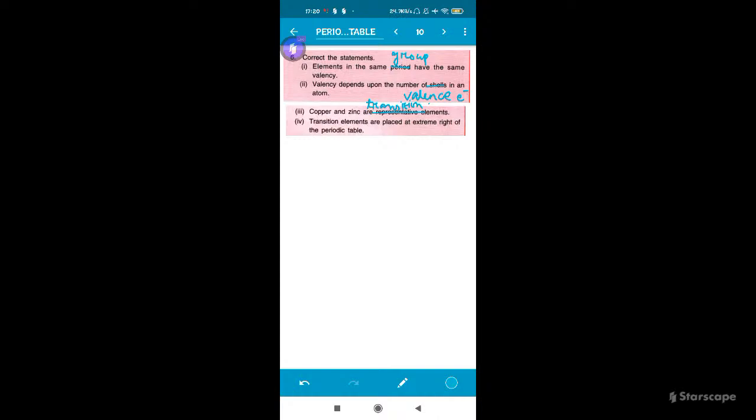The fourth question is transition elements are placed at the extreme right of the periodic table. Is it so? We just saw here, right, that transition elements are present in the middle part. So which elements are present in the extreme right? Extreme right means 8 group elements or the noble gases. So the answer will be noble gases or the 0 group elements. We can say either.